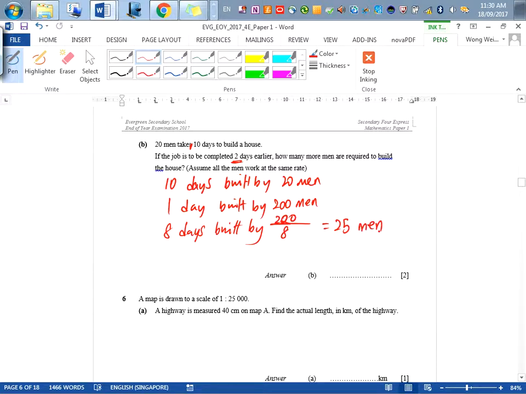So how many more? Some stopped at this step. They wanted how many more men? So 25 minus 20, we get 5 men. Questions? Yes.